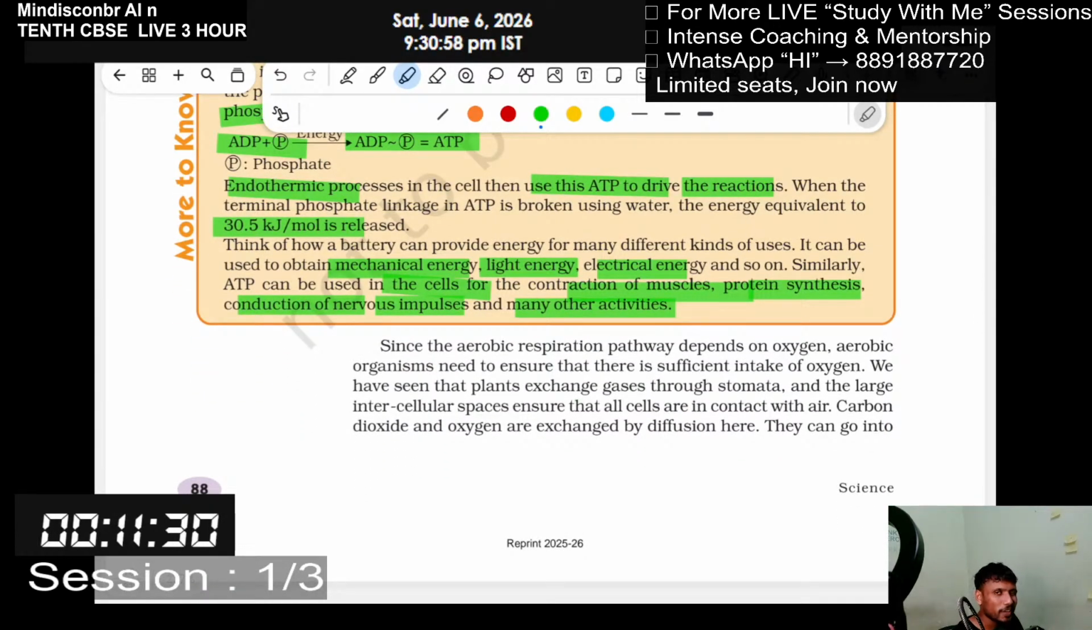So breaking down ATP releases how much energy? 30.5 kilojoule per mole of energy is released.